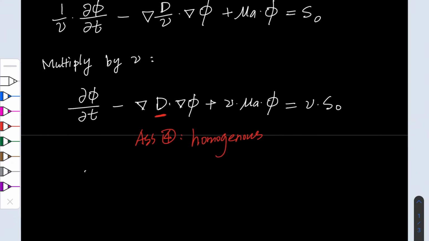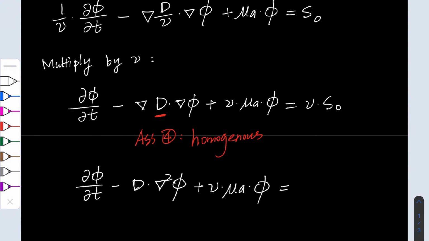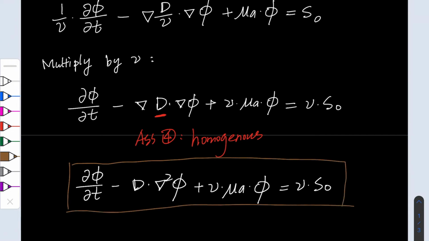So that will make our equation look like the derivative of phi over t, minus D times the double gradient of phi, plus v times mu a times phi equals v times S0. So here we have derived our diffusion equation.